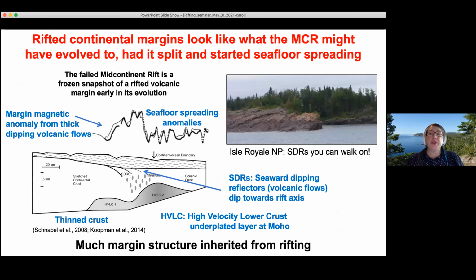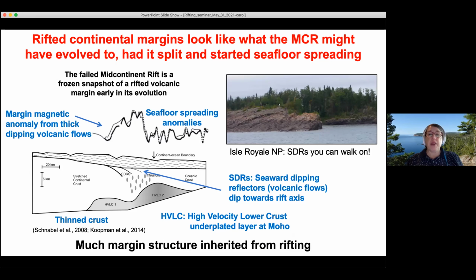Midcontinent rifts, the margins look a lot like what the MCR might have evolved to had it been successful and started seafloor spreading. At a volcanic passive margin, you have seaward dipping reflectors with large gravity and magnetic anomalies. Beneath it, you have the high velocity lower crust, the underplate at the Moho, with a lot of the magma that never made it up into the overlying crust and the surface.